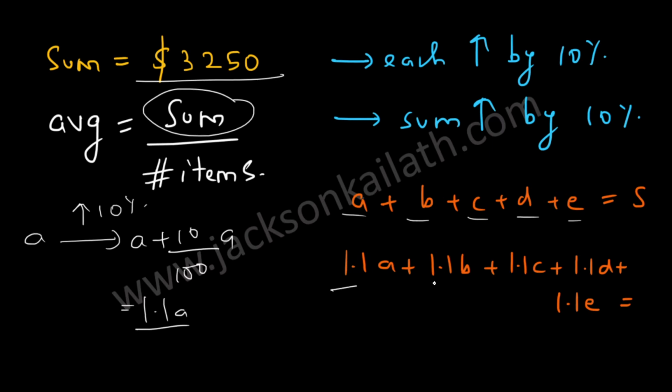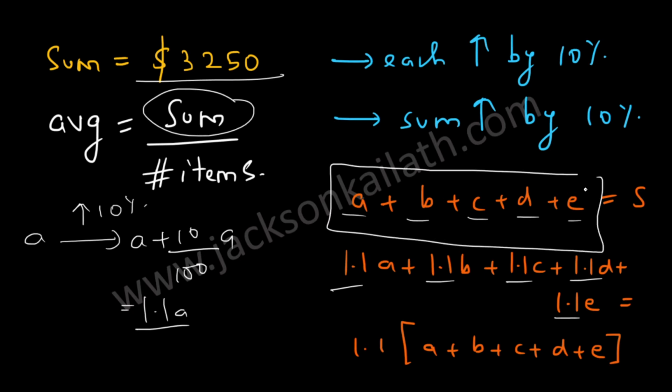Now I can take 1.1 out, right? Because it's there in each of these terms. So this is 1.1 into a plus b plus c plus d plus e. So you can see that when I increased each of these by 10%, the sum also is increasing by 10%, right? So this is 1.1 into sum. So the sum also increased by 10%.